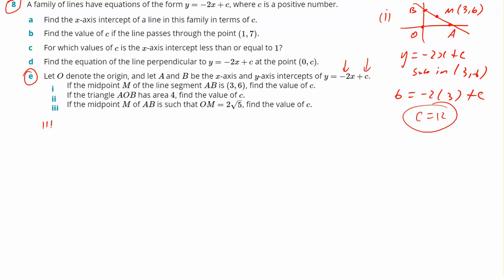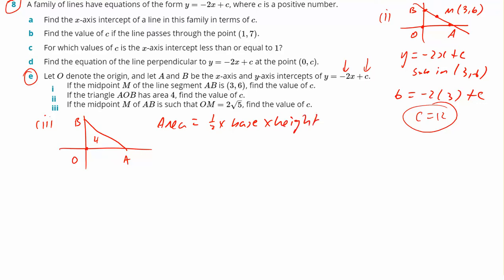For part 2, if the triangle AOB has an area of 4, find the value of c. So again, we have a line, A, B, O, and we know the area here is 4. We know the area of a triangle is given by half times base times height. Now I know the area of the triangle is 4, but I don't know what my base and height are. I can write them in terms of c. How can I do that?